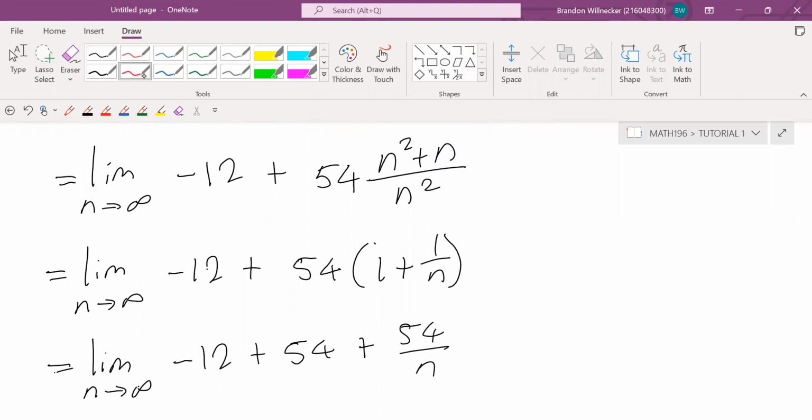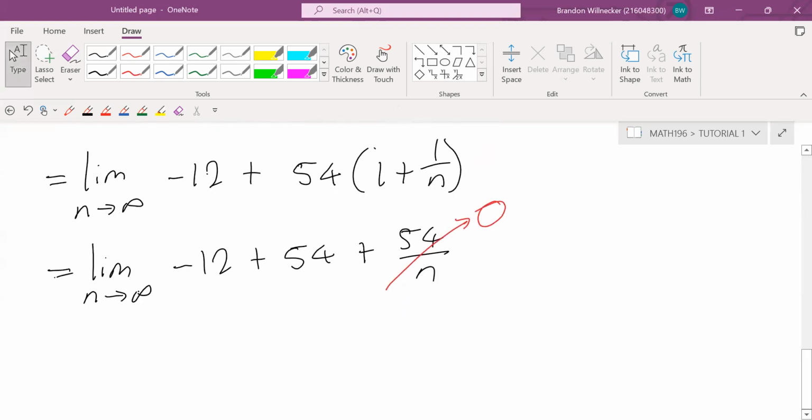Now, this last term has an n in the denominator. So when we take the limit as n goes to infinity, this denominator is going to get very, very large, which means the fraction is going to get very, very small. So in the limit, this is going to go to 0. So we're just left with 54 minus 12. So we have a final answer of 42.